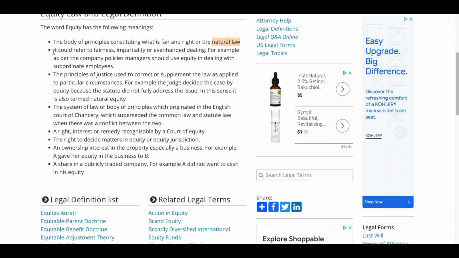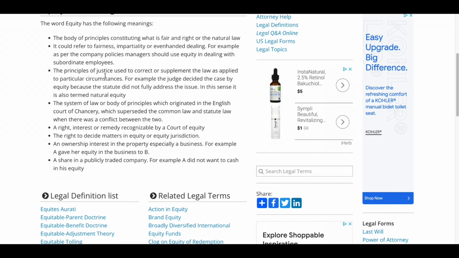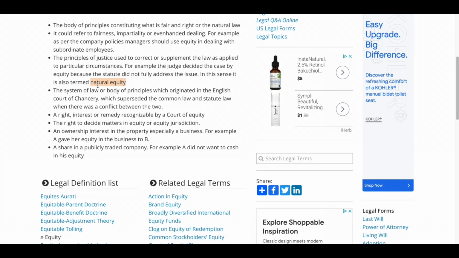It would refer to fairness and impartiality or even-handed dealing. For example, as per company policy, managers should use equity in dealing with subordinate employees. Also, the principles of justice used to correct or supplement the law as applied to particular circumstances. For example, the judge decided the case by equity because the statute did not fully address the issue. In this sense, it is also termed natural equity. You're dealing with living men and women here. That's why you need a trust.